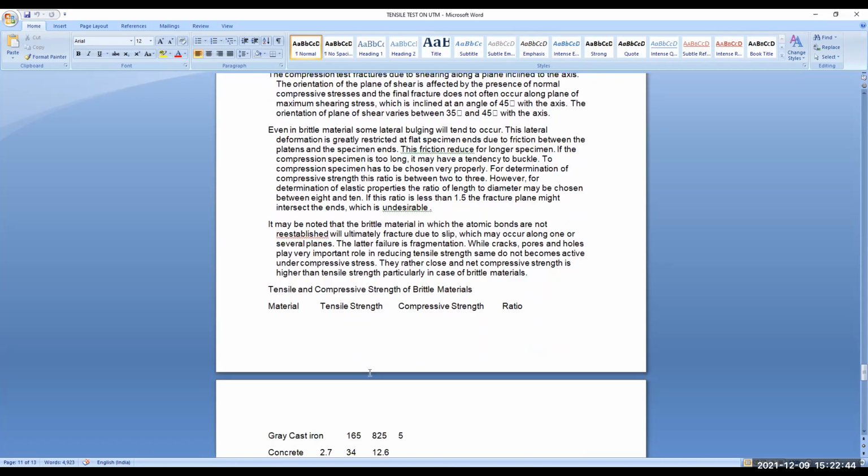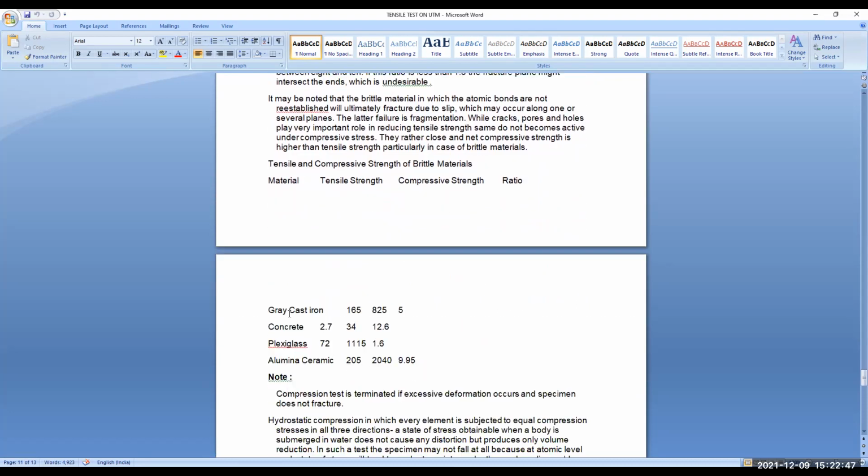Tensile and compressive strength compared for the material: the ratio of compressive strength to tensile strength. For concrete, tensile strength is almost 12% of compressive strength.